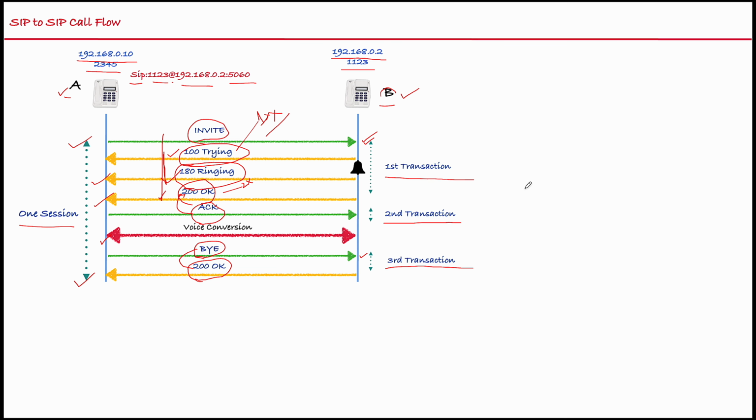You might have a question in your mind: how do you identify that up to this is the first transaction, the acknowledgement is a second transaction, and BYE and 200 OK is a separate transaction? How do you identify that? We'll discuss that when we cover the header fields. This is all about the basic SIP-to-SIP call flow. We'll also discuss more on this in our future slides.